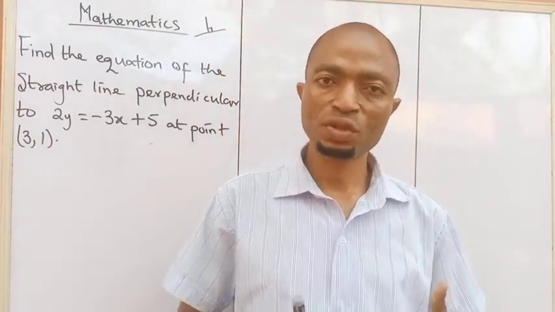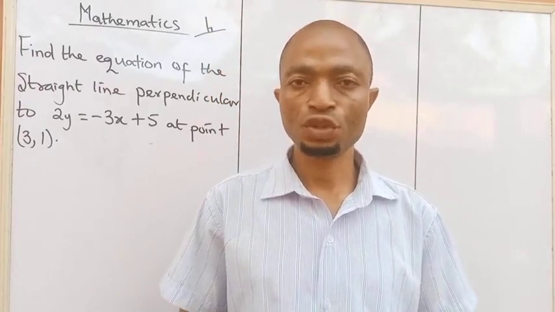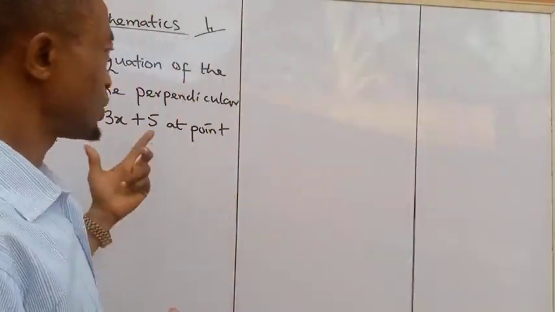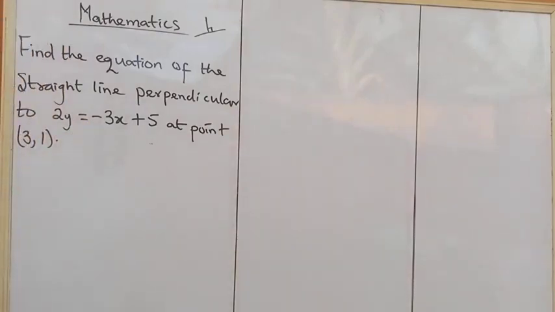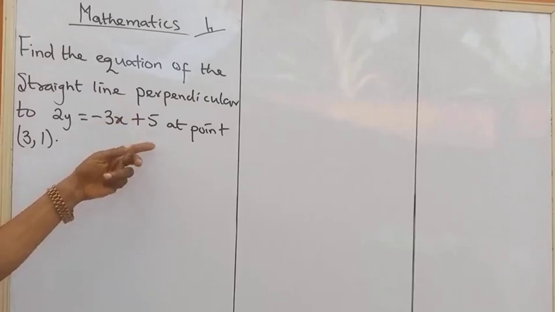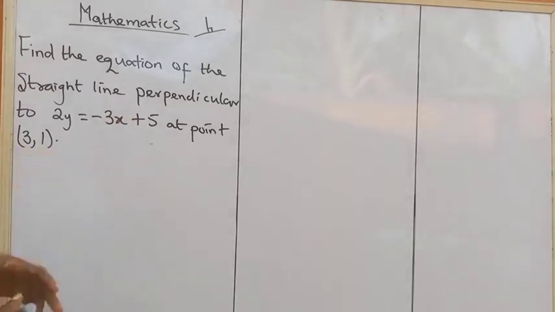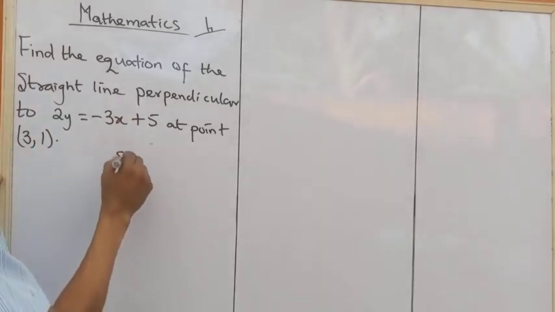In our today's class, we are going to be treating a question on coordinate geometry. So look at this question. We are given this question: find the equation of the straight line perpendicular to 2y equals negative 3x plus 5 at point (3, 1). Right, solution.